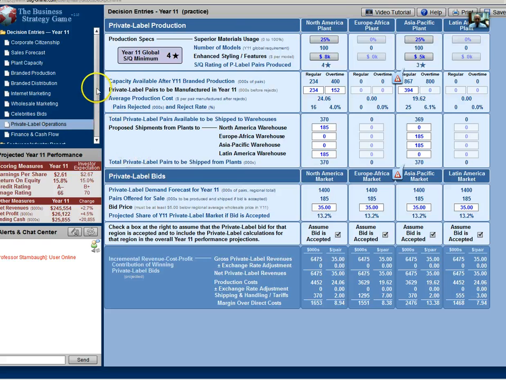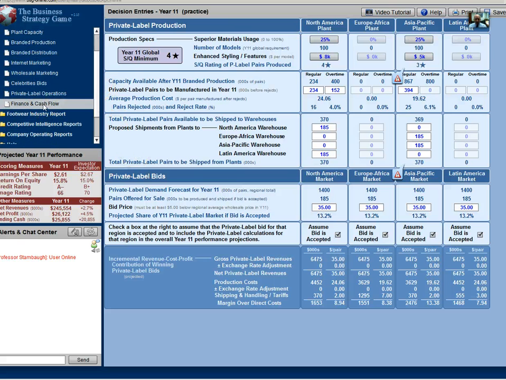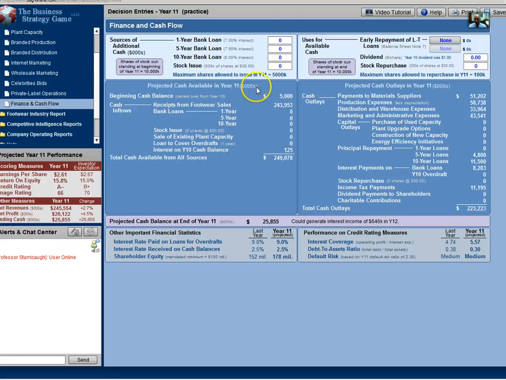The last tab that we want to look at today is the finance tab. This is where you take out loans. This is early repayment of loans. This is the declaration of dividend, and this is the stock repurchase. And I'm trying to see where we issue stock. I'm sorry, it's over here. This is where we raise money by issuing stock. This is where we repurchase the stock.